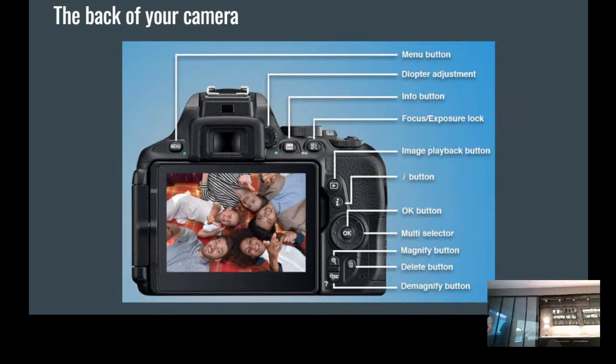The OK button, that's your enter button, pretty self-explanatory there. Press that to say OK to whatever action you're trying to do. Multi-selector, also pretty simple. That's your little D-pad, if you will, from your phone. That's you to click through the camera to find the images, everything else.